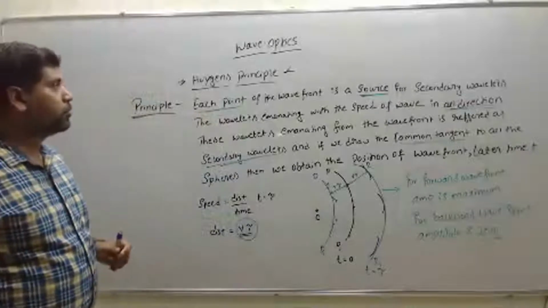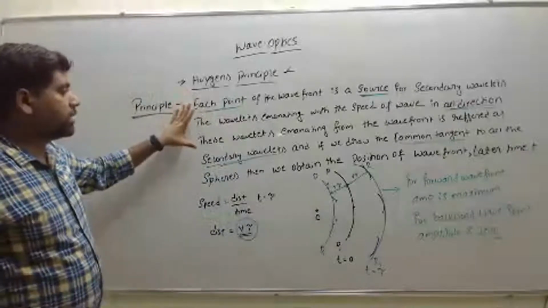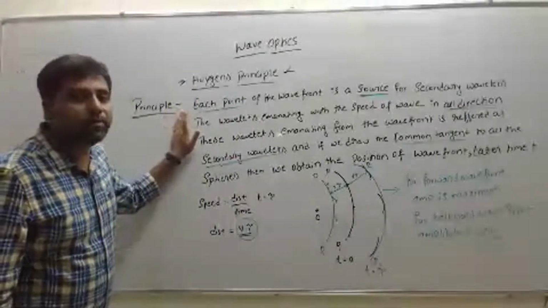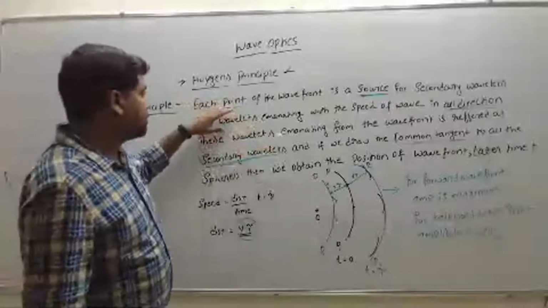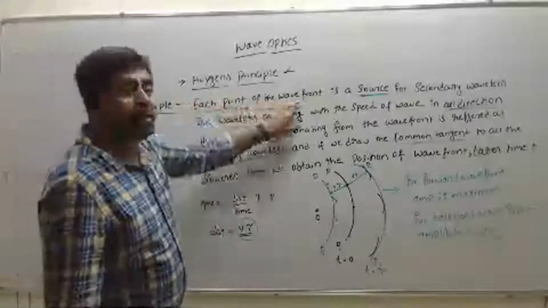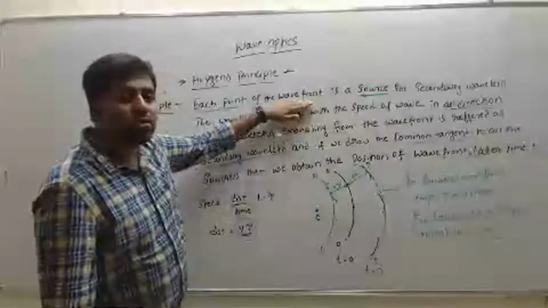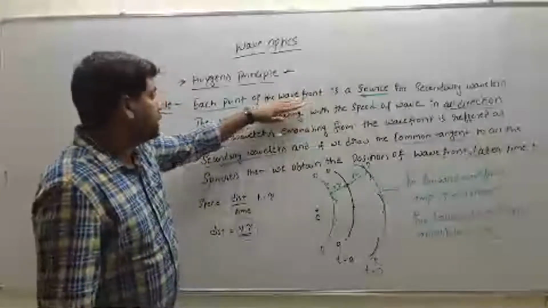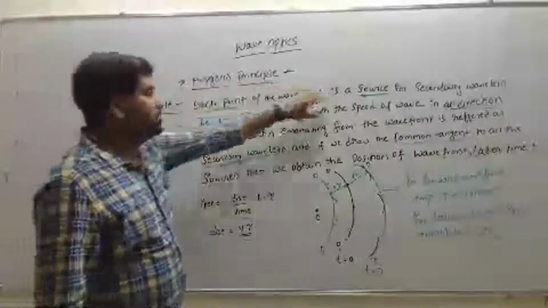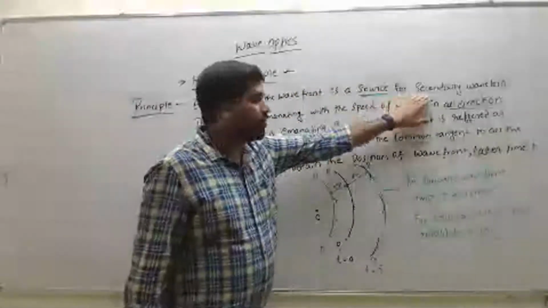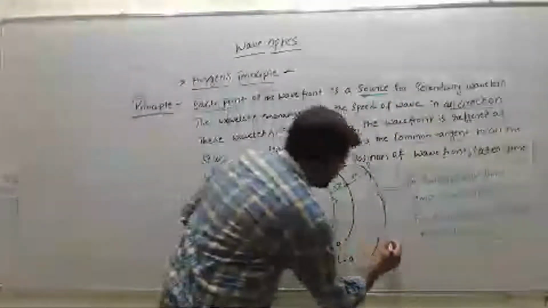Okay, so this is about the Huygens principle. The statement is very lengthy, so you have to remember it. First, we start from each point of the wavefront. This wavefront is the known wavefront. From this wavefront, each point is a source of the secondary wavelets, which we call the secondary wavefront.